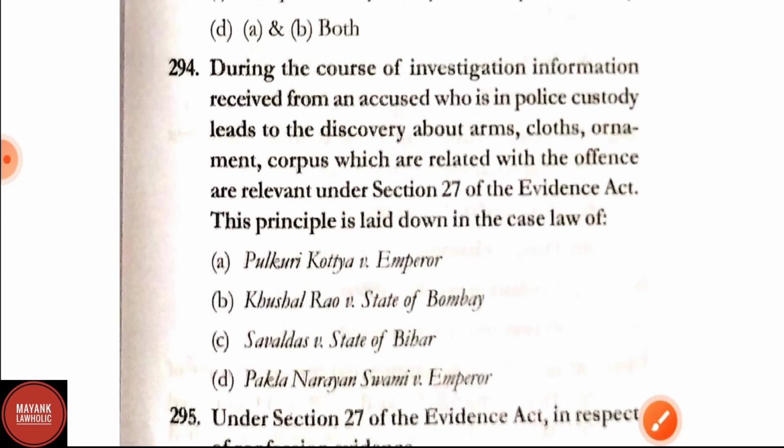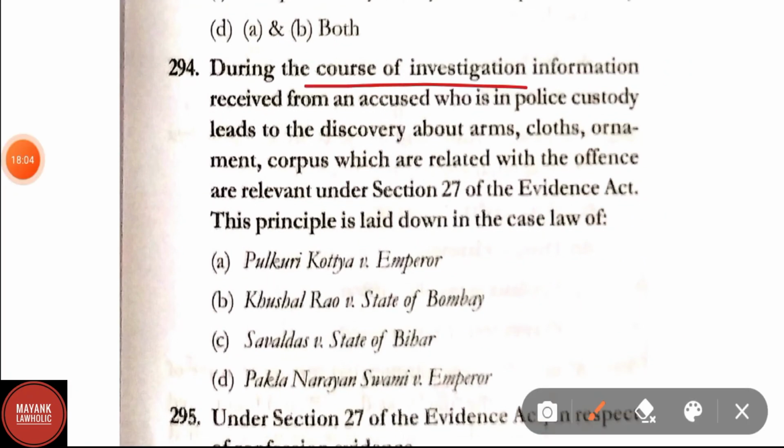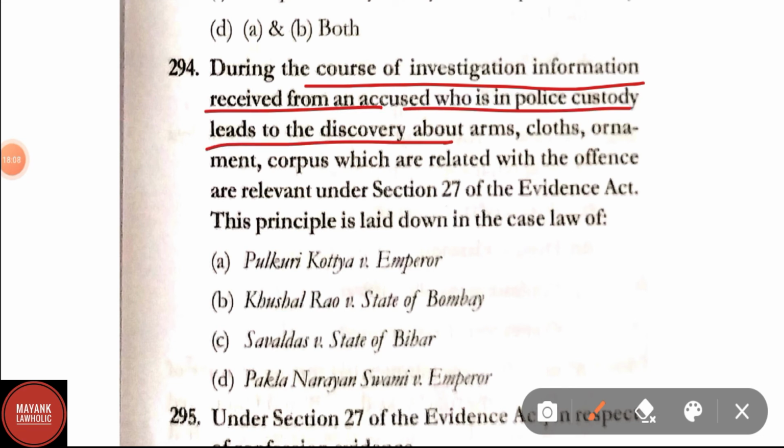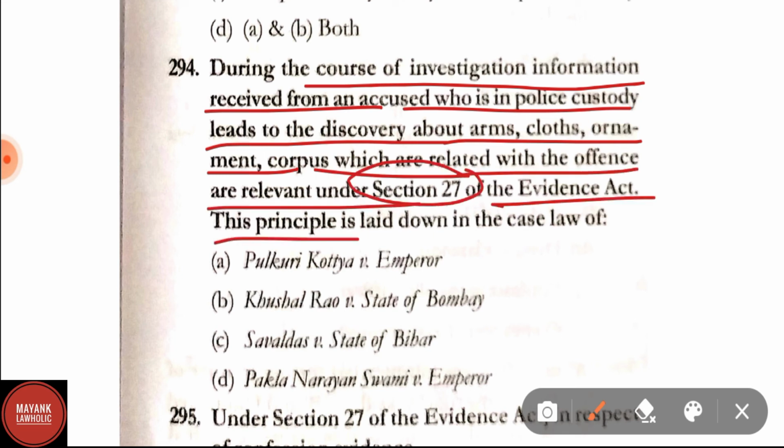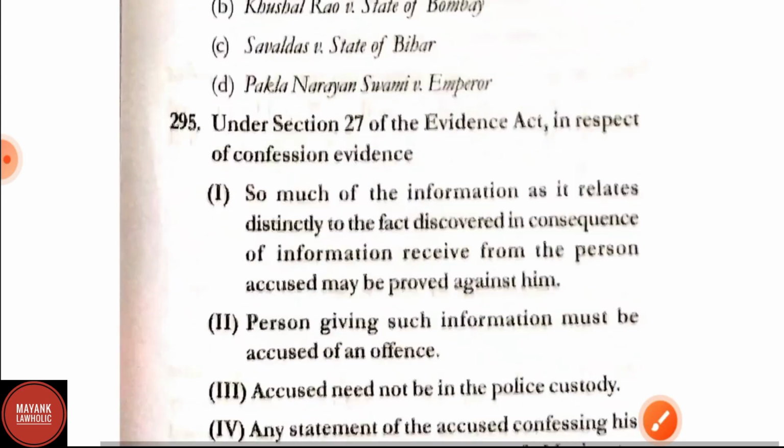Question number 294. During the course of investigation, information received from an accused who is in police custody leads to the discovery of arms, clothes, ornaments, corpus, which are related to the offence, and is relevant under section 27 of the Evidence Act. The principle was laid down in the case of option A, Pulukuri Kottaya versus Emperor; Kaushal Rao versus State of Bombay; Sawal Das versus State of Bihar; and Pakala Narayana Swamy versus Emperor. Here the correct answer is option A, that is Pulukuri Kottaya versus Emperor.